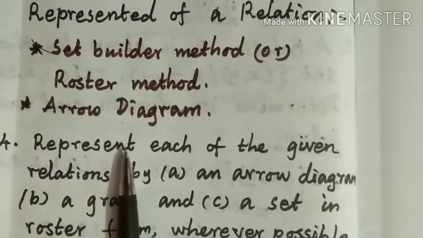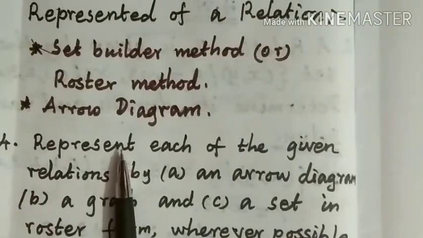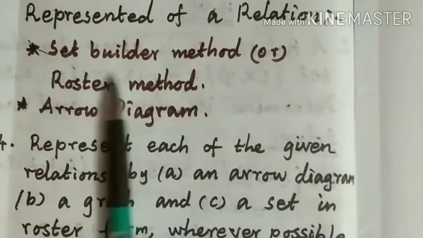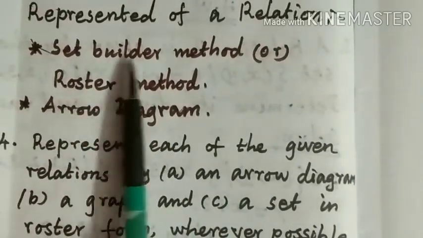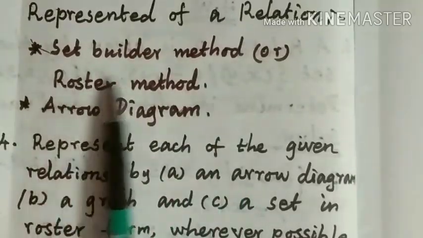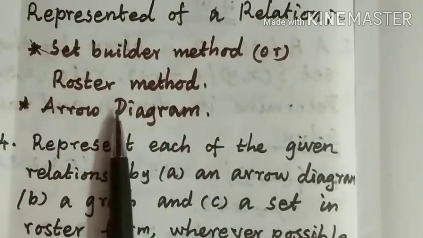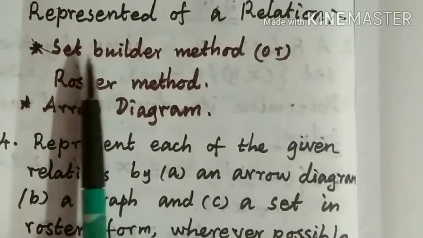Hello students, in 10th Maths chapter 1, Relation and Function, today we are going to learn how to represent a relation. It may be represented by two methods. One is the set-builder method or roster method. Another one is the arrow diagram.